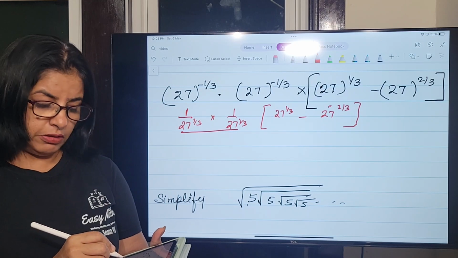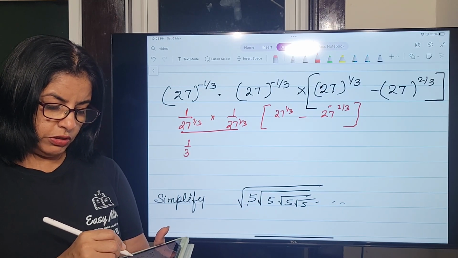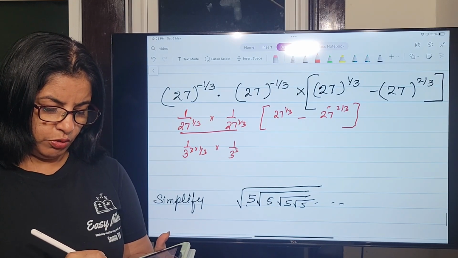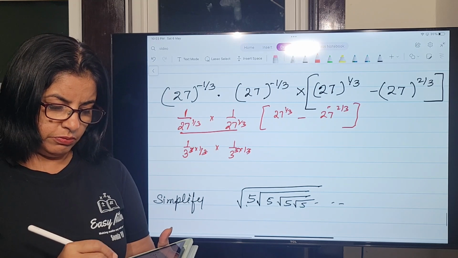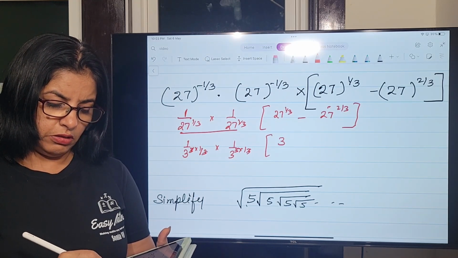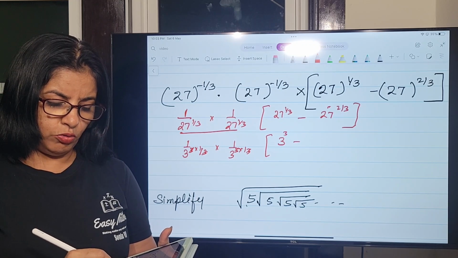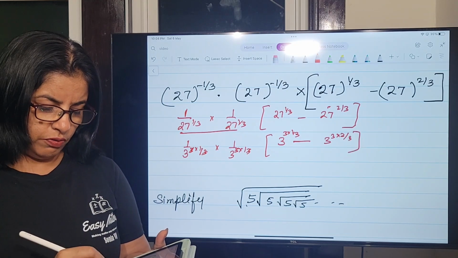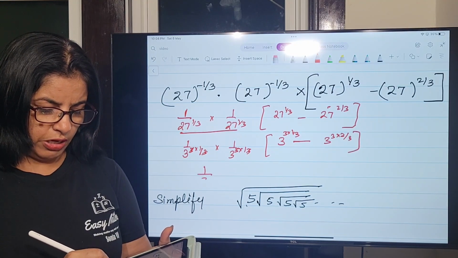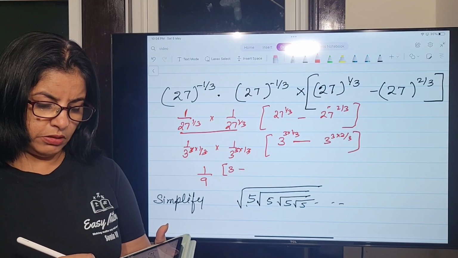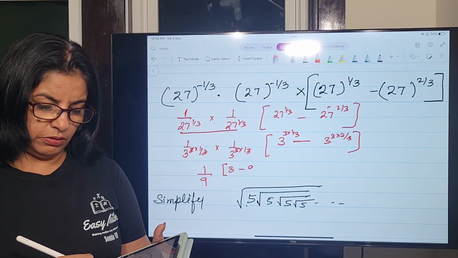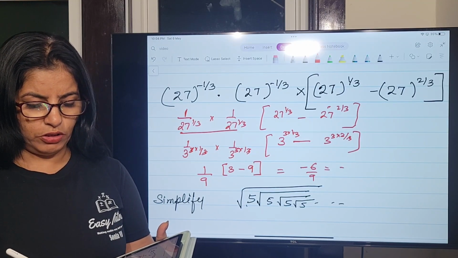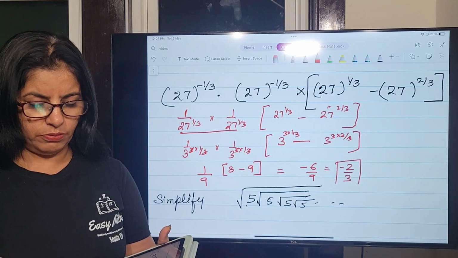So 27^(1/3) is 3 because it is (3 cube)^(1/3). This is also 1 upon (3 cube)^(1/3). So we cancel this. Here this is again 3 minus (3 cube)^(2/3). Now solving this out, we have 1 upon 3 into 3, 9. This is 3 minus, this 3 gets cancelled, minus 9. So you have minus 6 upon 9, that is minus 2 upon 3. That's your answer.